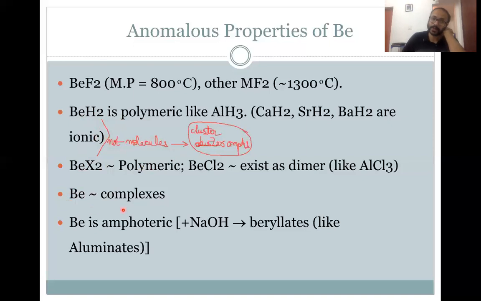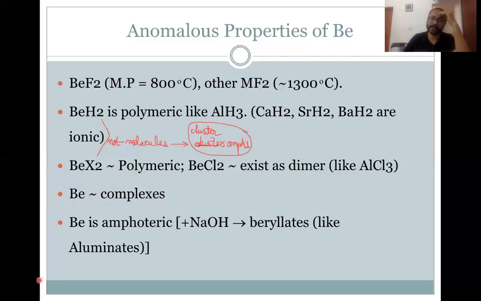Another important anomalous property that the beryllium compounds exhibit is the formation of complexes. For the formation of complexes, a very important characteristic is that they should be smaller in size, and they should have high charge density, as well as a vacant orbital. Beryllium exhibits these properties, and therefore beryllium shows complexation, and you will find many complexes of beryllium compounds.